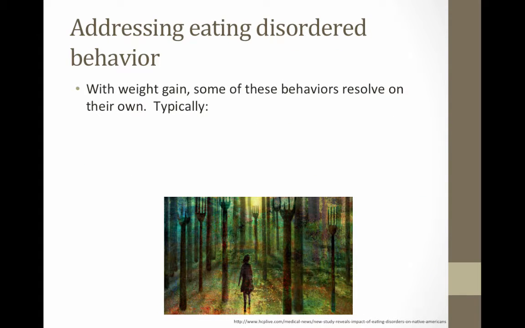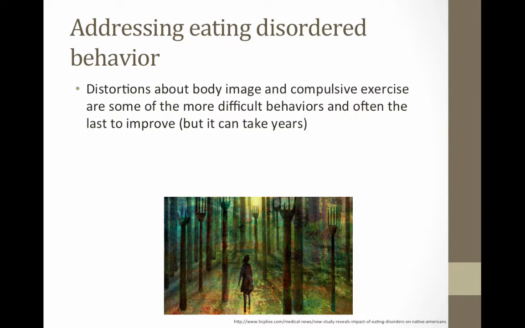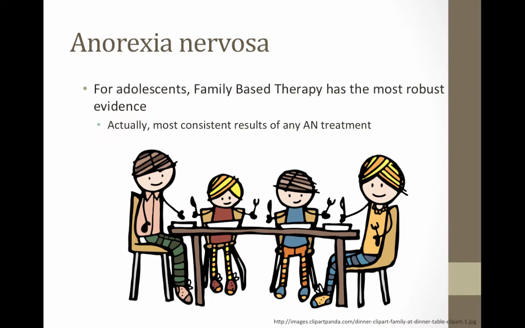Interestingly, weight restoration itself leads to a decrease in many of these behaviors. As food choices gradually increase, hoarding diminishes, and obsessions around food decrease. However, certain aspects take longer to resolve, particularly the distortions around body image and tendency for excessive exercise, which seem to take the longest to improve. In addition to directly changing behaviors, we also do therapy to address the underlying thoughts and feelings behind these disorders.